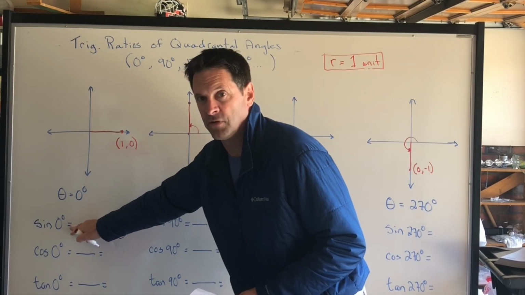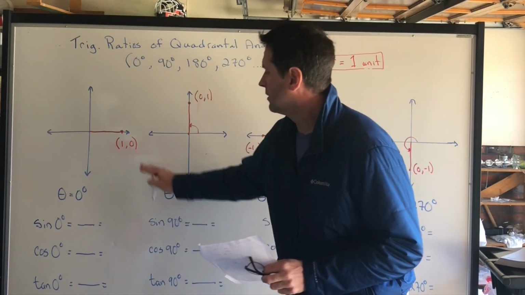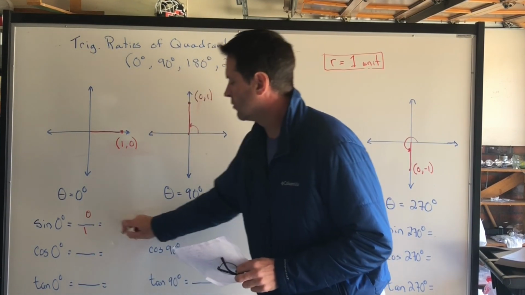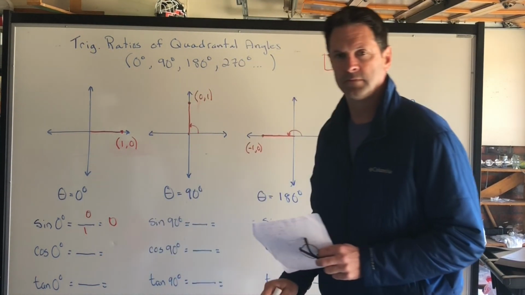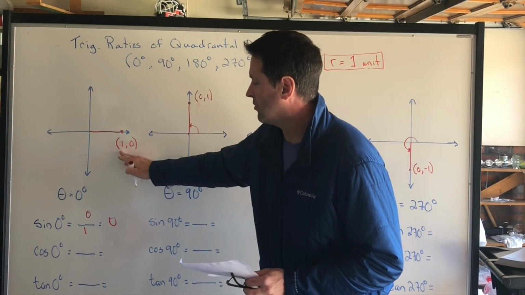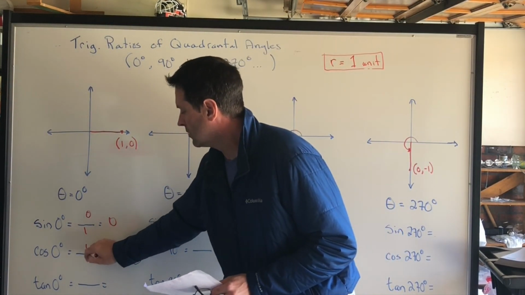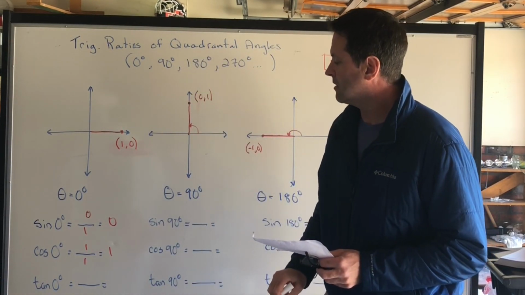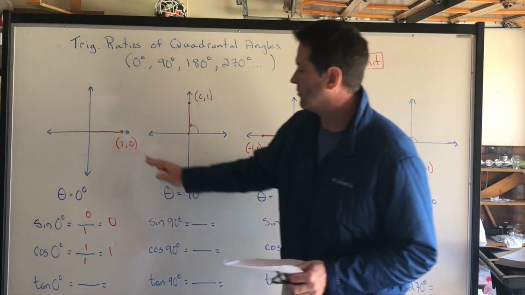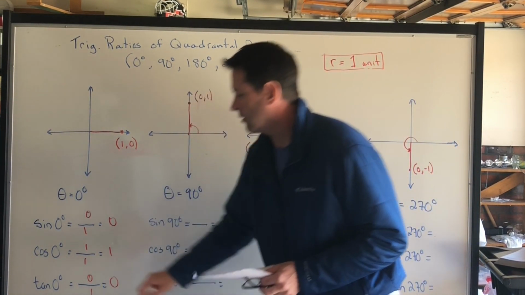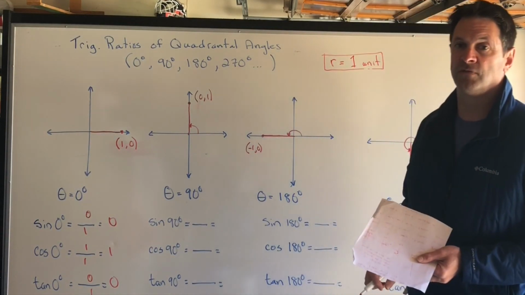The sine value for 0 degrees, sine, that's y over r, isn't it? 0 over 1, which is just 0. The cosine for 0 degrees, that's x over r, 1 over 1, which works out to 1. The tangent value, that's y over x, 0 over 1, which is just 0. There's our sine and cosine and tangent values for 0 degrees.